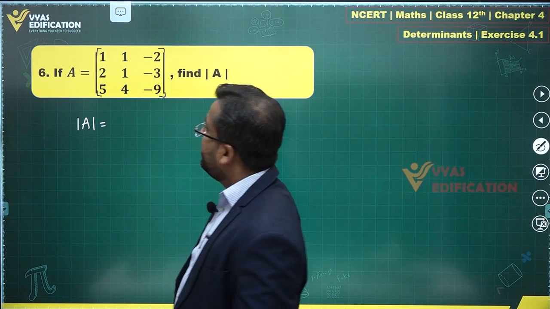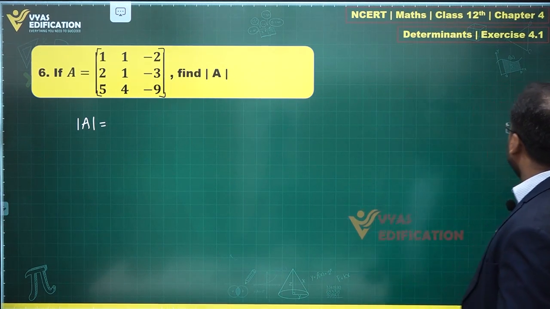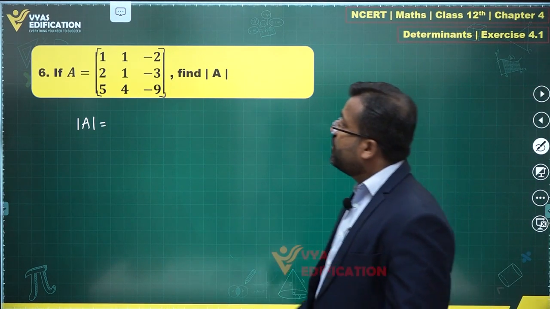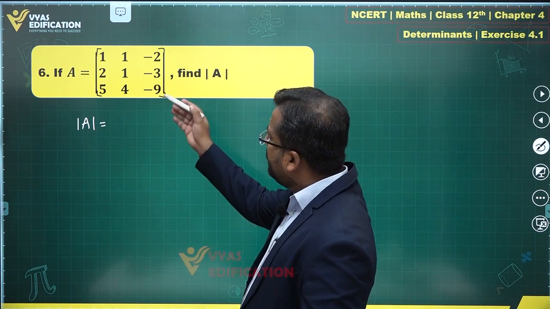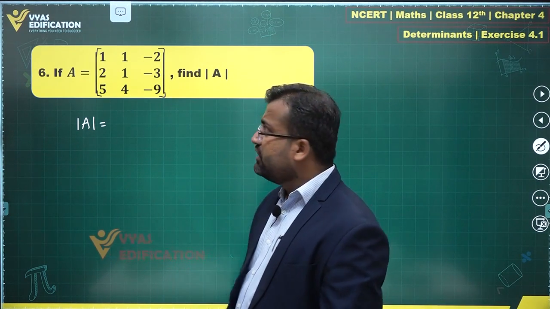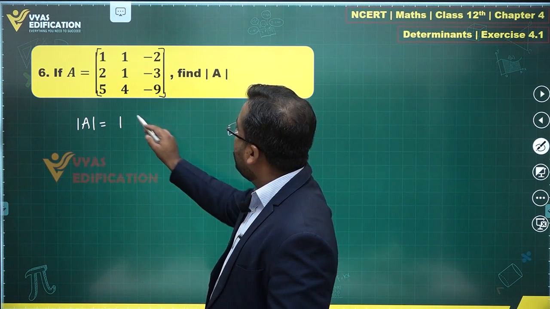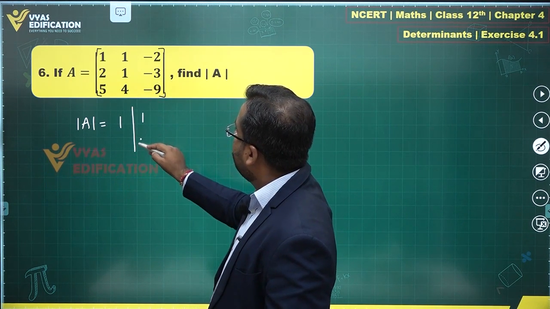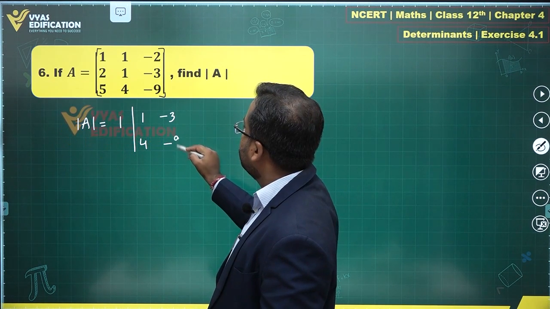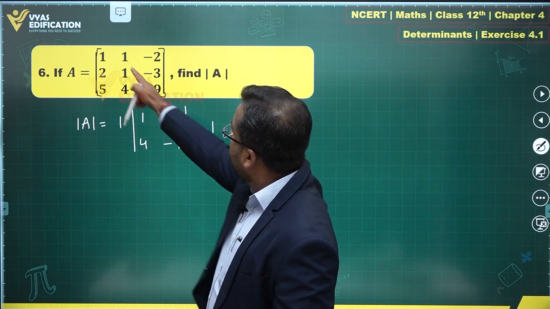If A is this matrix, then determinant of A will be equal to what? We can expand along the first row. So we have 1 and then this determinant, which is 1, 4, minus 3, minus 9. Then you have a minus 1 over here.